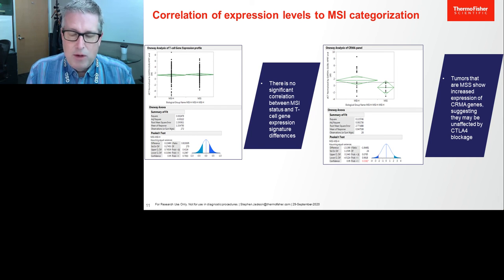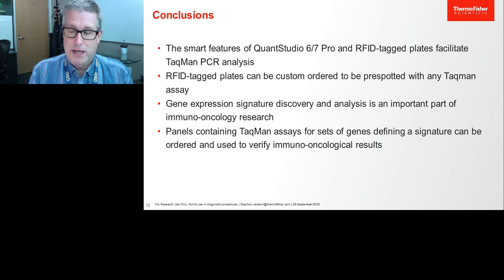In this talk, we talked about ways you can use a TaqMan gene expression panel to differentiate how tumor samples might respond to an immuno-oncology treatment. In these experiments, we made use of some of the smart features of the QuantStudio 6.7 Pro and our RFID-tagged plates that really helped facilitate the speed at which this work was done, because we didn't have to mess with uploading TaqMan assay identifications and mapping them to a plate. That was all done on the RFID tag. These RFID-tagged plates can be custom ordered from us, and they'll be pre-spotted with any TaqMan assay.